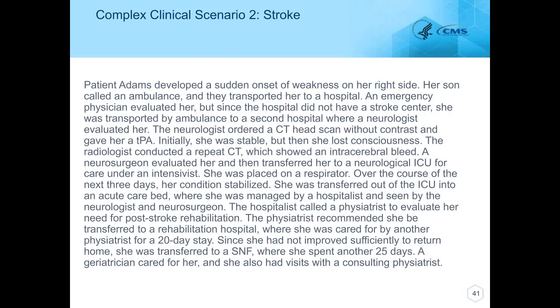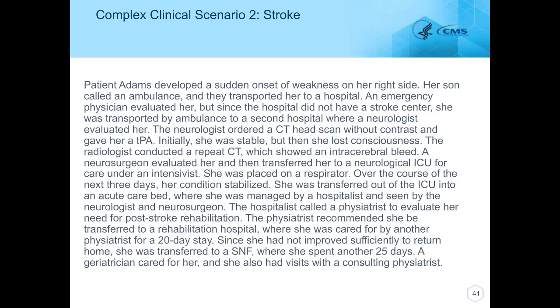Over the course of the next 3 days, her condition stabilized, and she was transferred out of the ICU into an acute care bed, where she was managed by a hospitalist and seen by the neurologist and neurosurgeon. The hospitalist called a physiatrist to examine her need for post-stroke rehabilitation, and the physiatrist recommended she be transferred to a rehabilitation hospital, where she was cared for by another physiatrist for a 20-day stay.